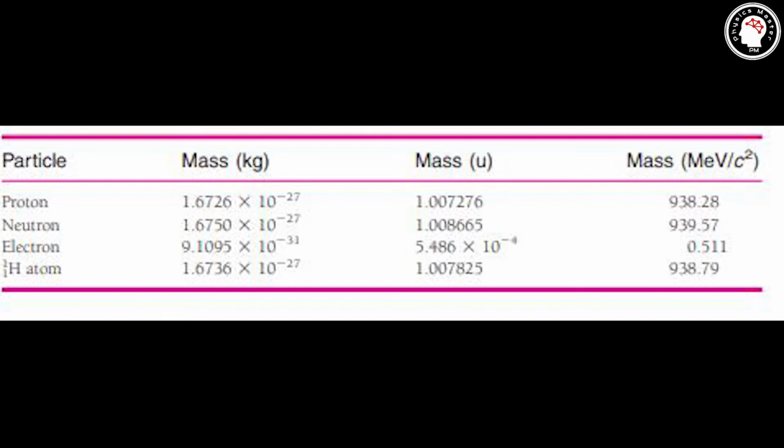is 1.6736 times 10 raised to power minus 27, 1.008785, and 938.79. Here you can see the difference between mass of proton and the hydrogen atom, that is 0.28 and 0.79, which means that there is a small difference of 0.511 mega electron volt, which is that of the electron.